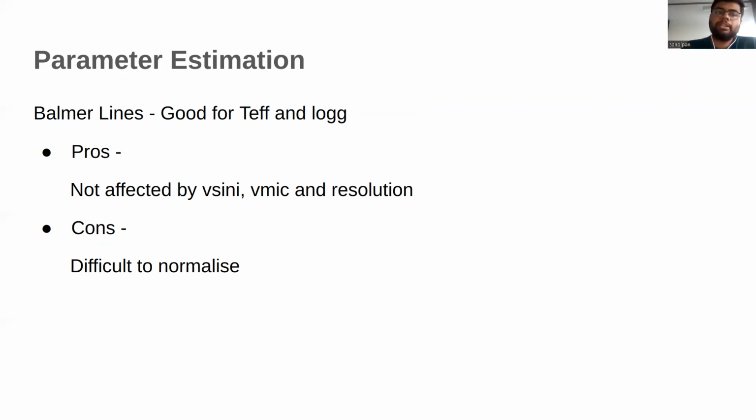The good thing about using a Balmer line is that it does not get affected by the rotational velocity, the microturbulence velocity, or the resolution. That's only because the Balmer lines are so broad that even if you increase the rotational velocity or the resolution by a few, it will not change at all. But the problem with Balmer lines is, since they are too big, it is difficult to normalize around. It is difficult to remove the continuum around the line.